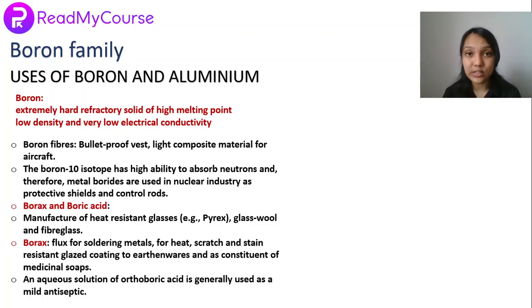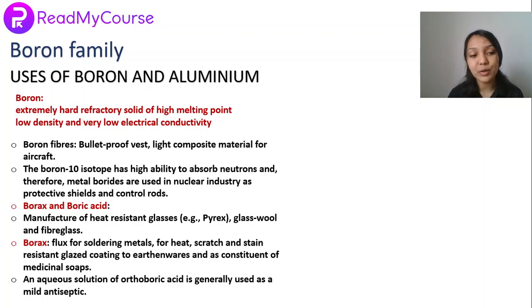And the boron 10 isotope, we discussed that boron has two isotopes, right? Boron 10 and boron 11. The boron 10 isotope has a high ability to absorb neutrons, and therefore metal borides are used in the nuclear industry as protective shields and control rods. When we talk about nuclear reactors, we know that boron is used as control rods, right? And this is the reason for it, because the boron 10 isotope has a high ability to absorb neutrons.